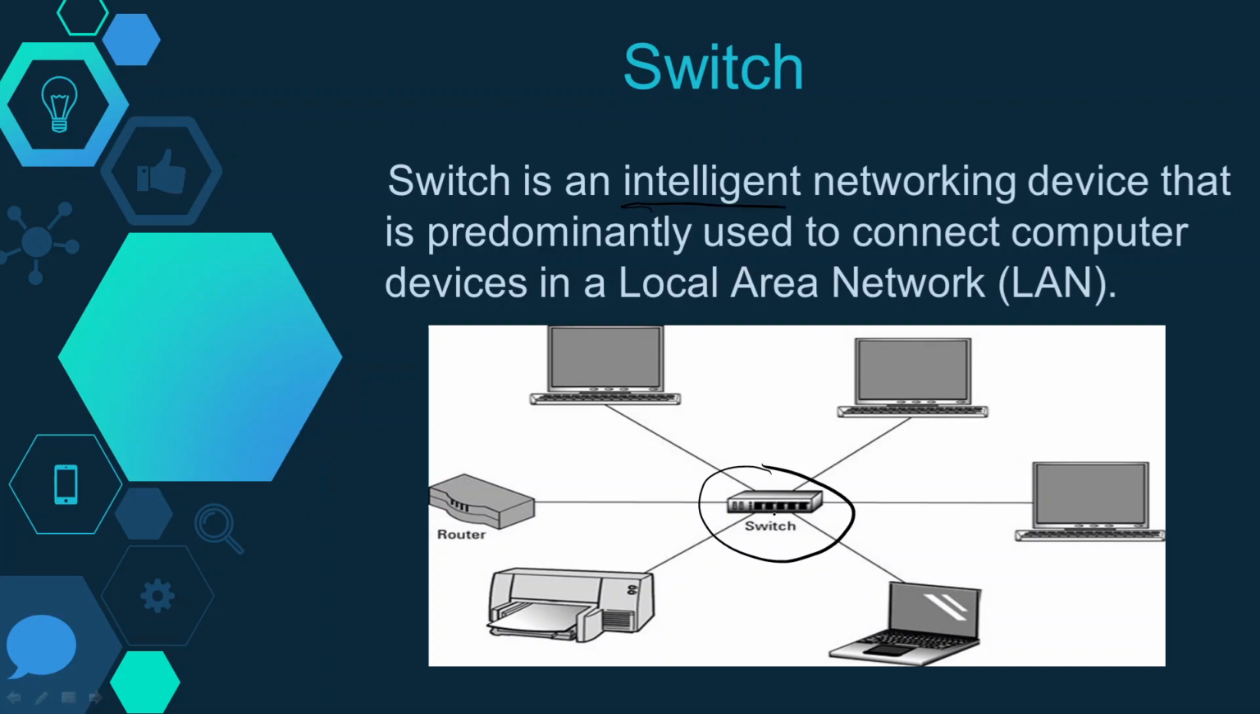By intelligence, it means that when a computer, let's suppose computer A, wants to send a message to computer B, then this message is only sent to this computer. It is not broadcast through all its ports. We will see in the properties what some of the differences between the switch and the hub are.